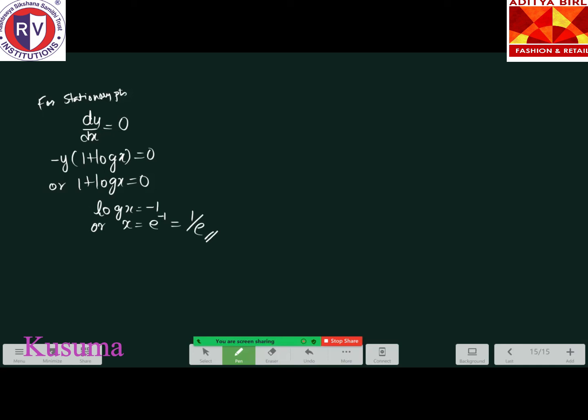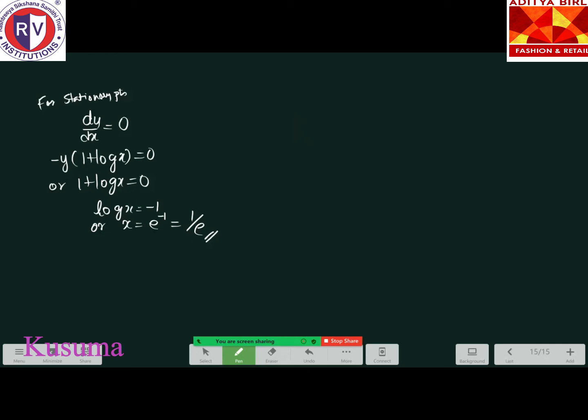Okay. Now we have to find out d square y by dx square. Find whether it is greater than 0 or less than 0. We have to find out the maxima or minima. Okay. Now again differentiate dy by dx with respect to x. That is, we have to find out d square y by dx square. Okay. What do we have for dy by dx? It was minus y into 1 plus log x. So differentiate that one.